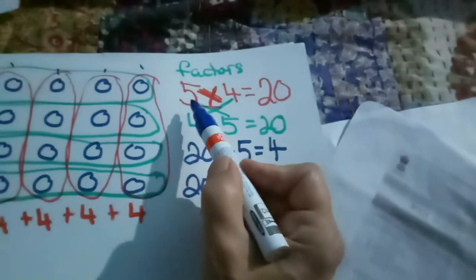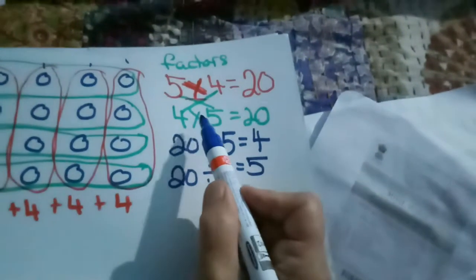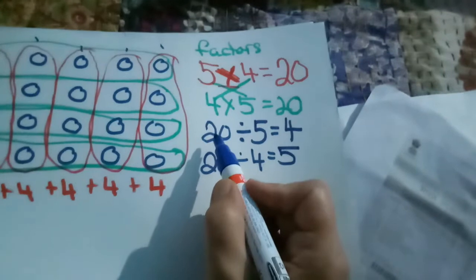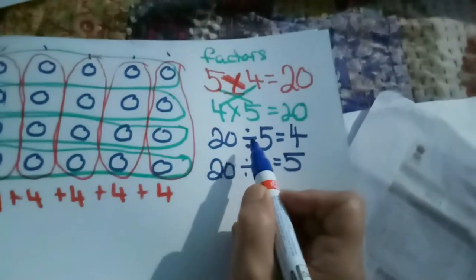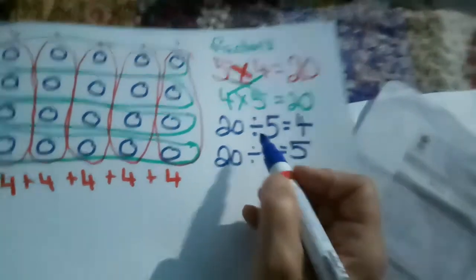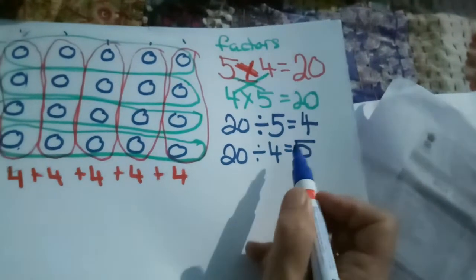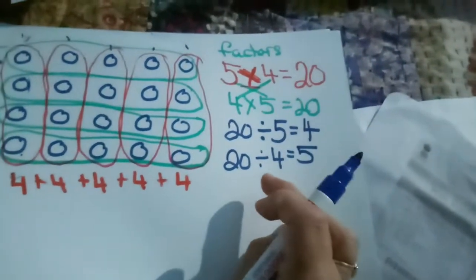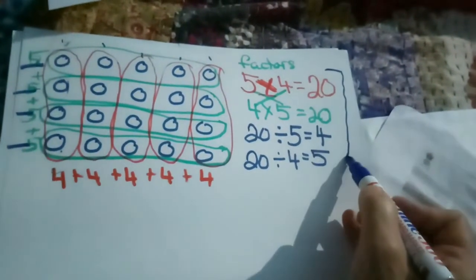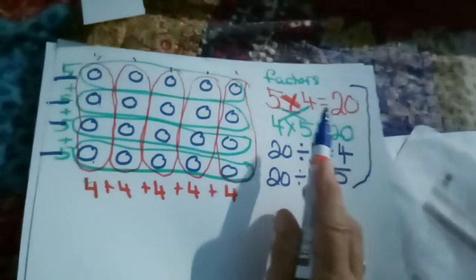Now, can you look at this and see that there are 3 numbers always used? So we have 5 times 4 equals 20. 4 times 5 equals 20. When we divide, 20 divided by 5 equals 4. 20 divided by 4 equals 5. And the only 3 numbers that we've used in this, called a number sentence, are 5, 4, and 20.